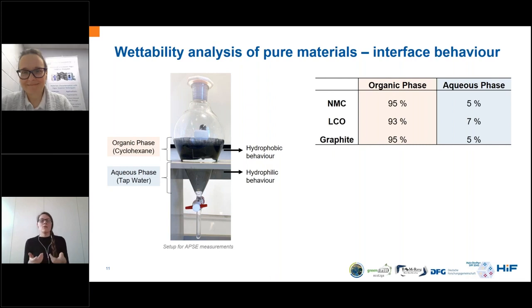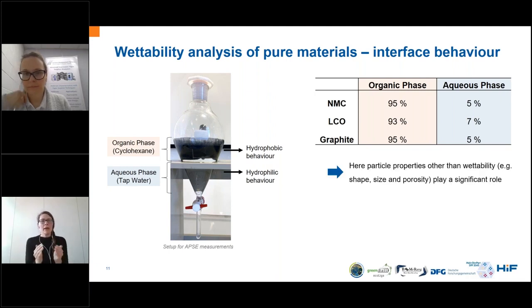But if we have a look at the results that we get, we can see that almost all of the material, regardless of which material we are using, goes to the organic phase. So this is rather a contradiction, let's say, to the results of the contact angles. But for this method, what I was saying early on when I introduced to you the different techniques, here also other particle properties come into play. So the behavior of the particles at the interface is not only determined by the contact angle, but also by the particle shape, by the particle size, porosity, roughness, and there are a lot of other factors that we have to include here in order to explain this behavior.